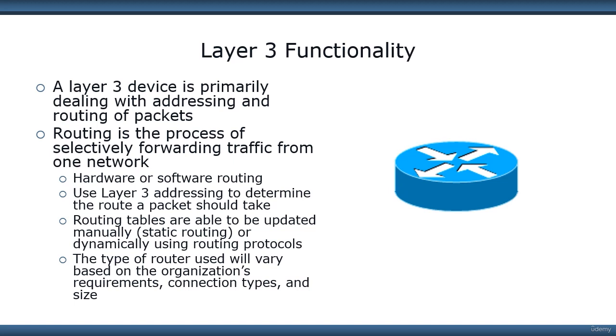And that update can happen manually. It's called static routing, or dynamically using routing protocols. And this is going to be sort of the biggest gist of what is actually on the exam, what they're expecting you to know. Now, the type of router that's used is going to be varied based on the organization's requirements, connection type, size, things like that. But a router's job remains the same: route packets from one network segment to another.